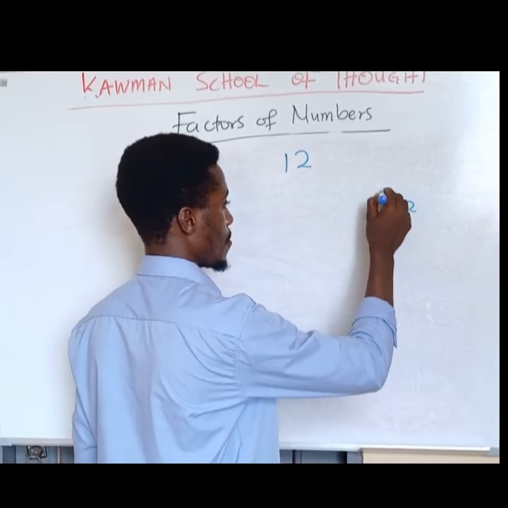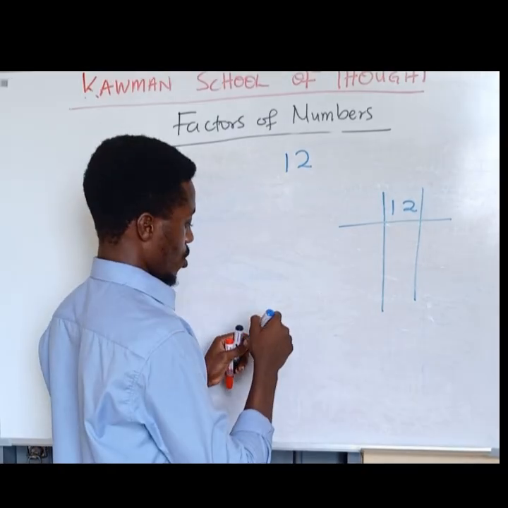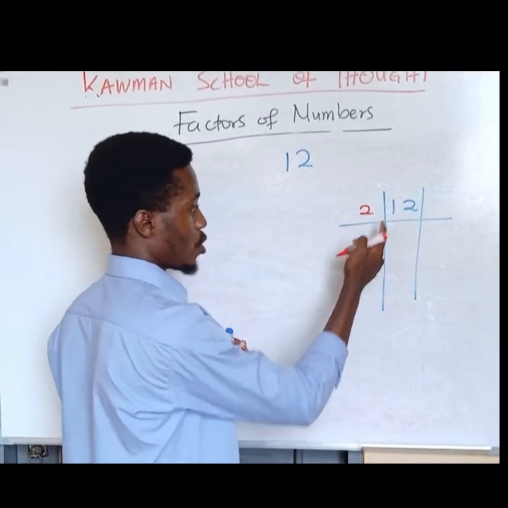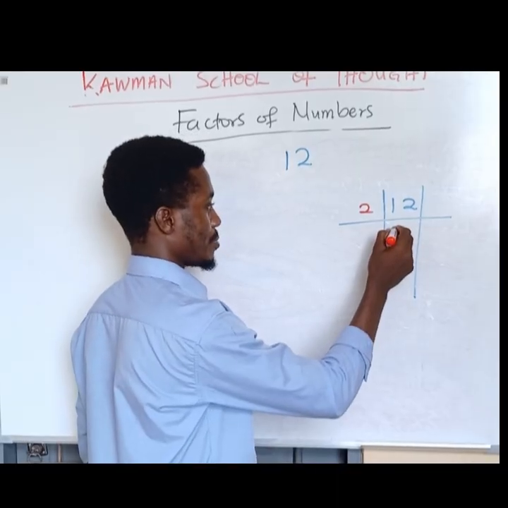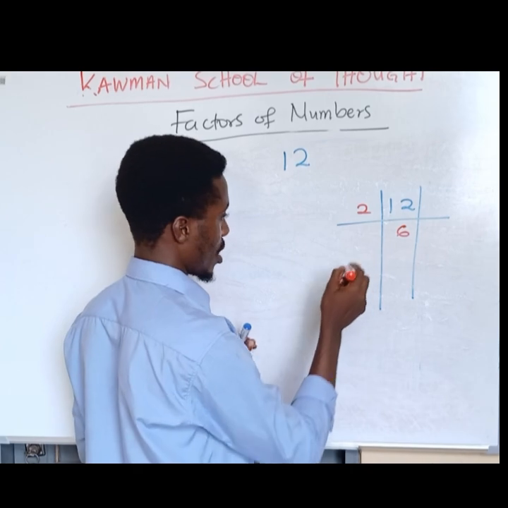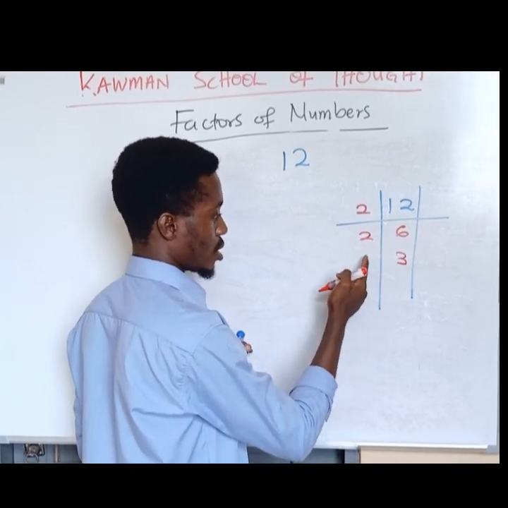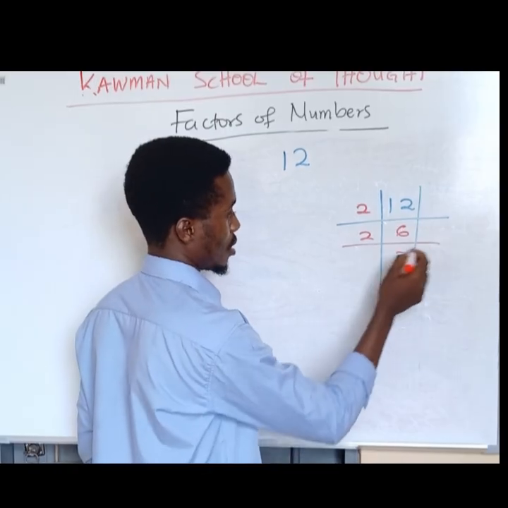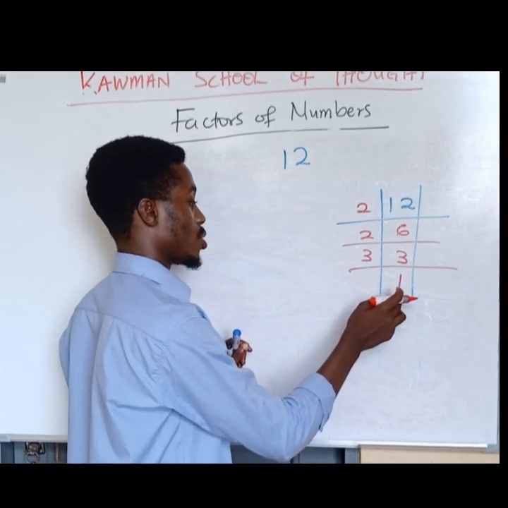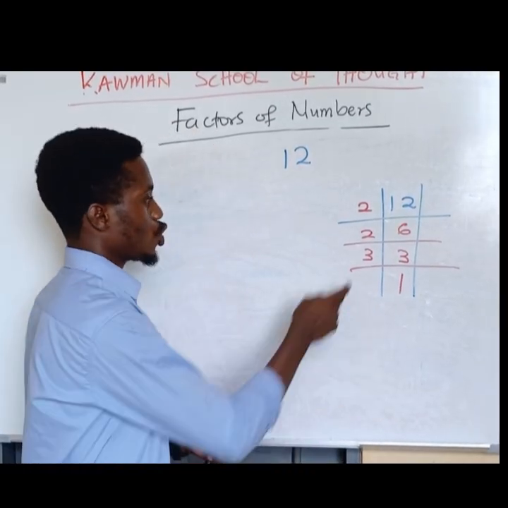So 12 here. Still under prime numbers, 2 as a prime number divides 12 how many times? That's going to be 6. So what's our next prime number? 2 divides the 6 how many times? 3 times. 3. Now what prime number divides 3? It's 3, but 3 itself is a prime number, so 3 goes here, and we get 1, and the 1 signifies that we've ended our division.